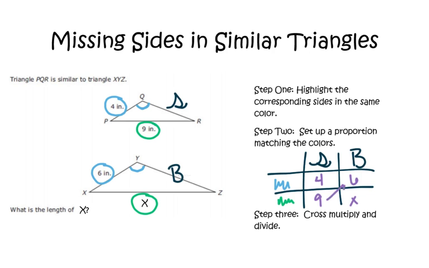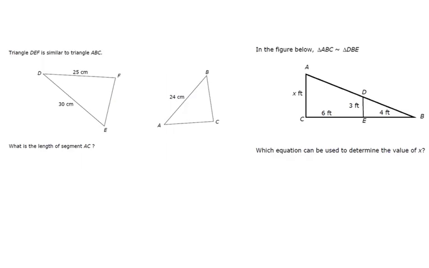So here you would cross multiply, so 9 times 6, and then you would divide by 4. And so here, x would equal 13.5.